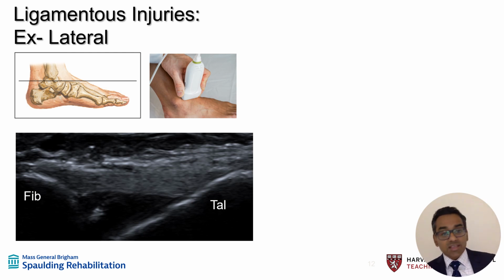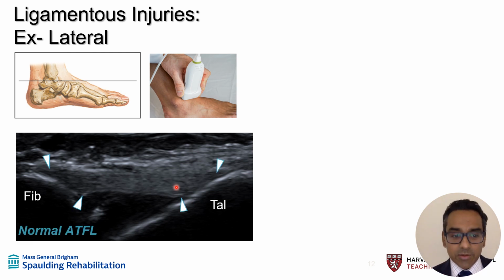When looking at these images, you typically want to be long axis to the ligament, so you want to see its fibular and its talar attachments, and you see a nice tight fibular band with a slight thickening in this area. Likely, this is a grade 1 type injury.